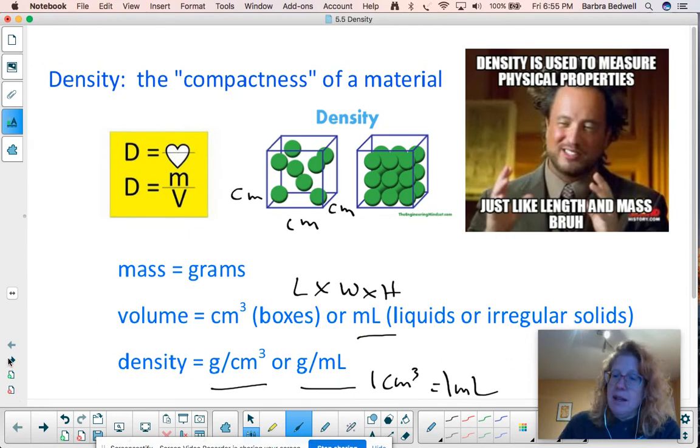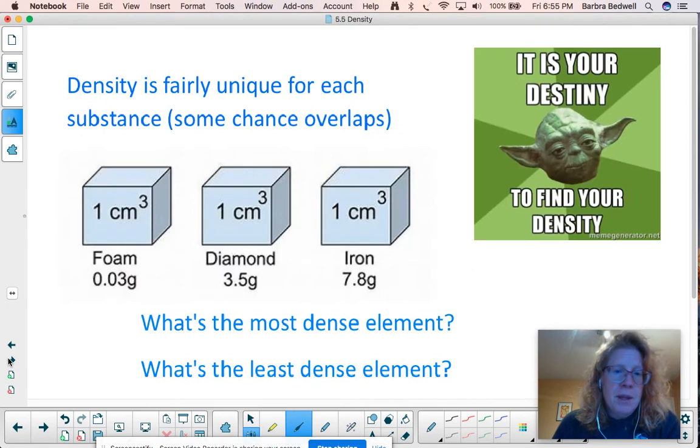So anyway, density is how compact a substance is. Typically what you're going to end up doing is either calculating density or identifying a substance based on its density. Density is a physical property, a physical characteristic, and it's relatively unique for each substance. It doesn't have to be, since there's some chance of overlap, but a lot of them are relatively different. Densities can be relatively small, like less than 1, or relatively high, like even 19 or 20, depending on the element.